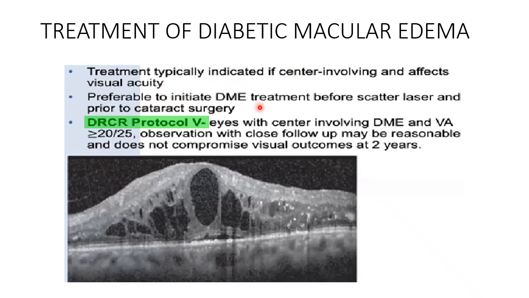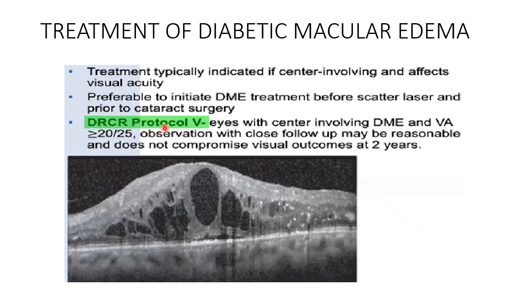It is preferable to initiate diabetic macular edema treatment before scatter laser and prior to cataract surgery. Scatter laser was the term given to PRP in the ETDRS trials. So if the patient is going to undergo cataract surgery, it is better to start the DME treatment before that, because cataract surgery often worsens any existing diabetic macular edema.